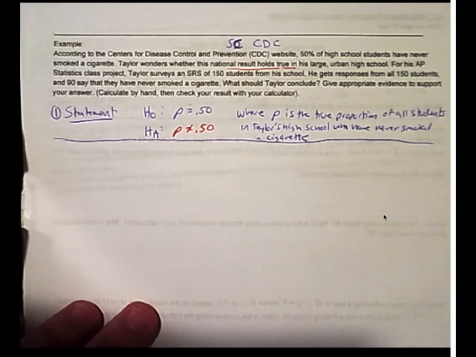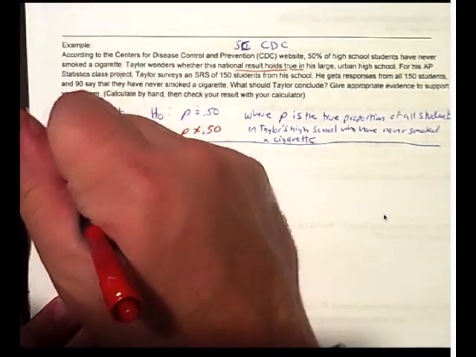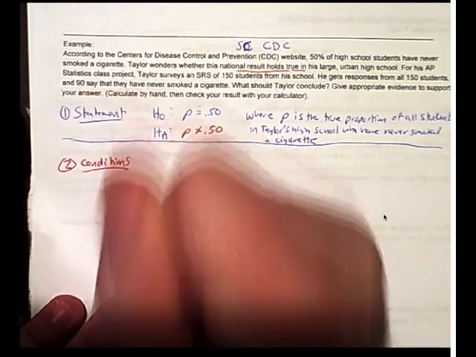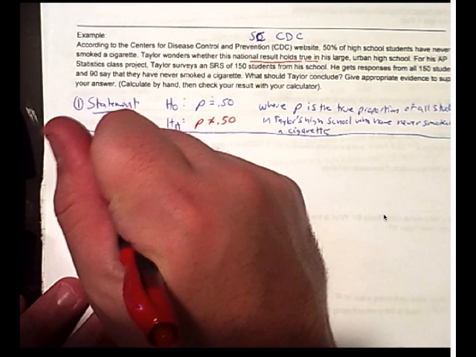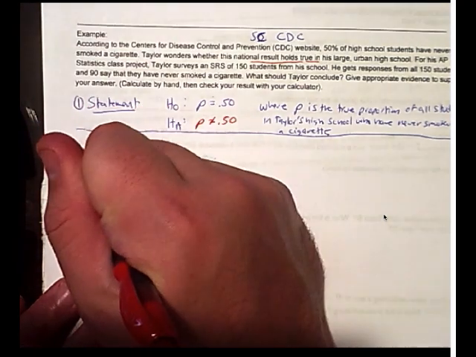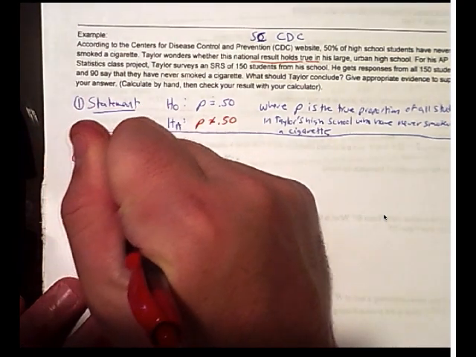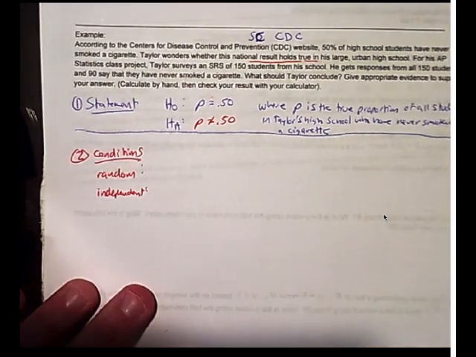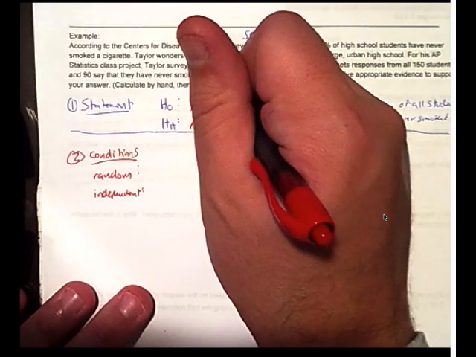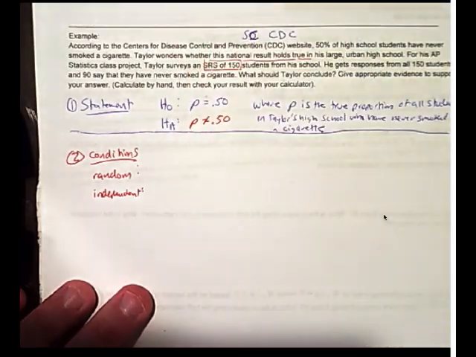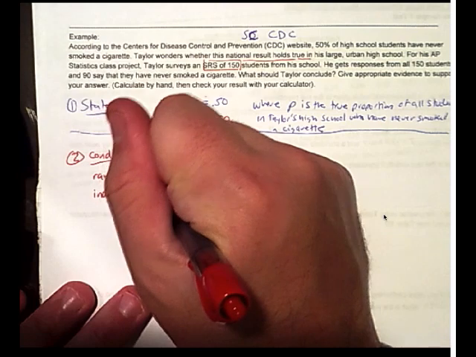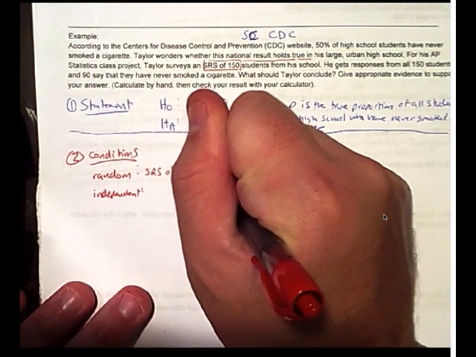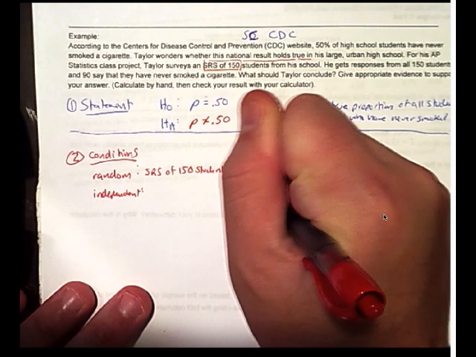All right, let's go on to step 2. Let's do our condition check. Conditions. So we need to check random. We have to check independent. We have to check normal. I'll write normal down in a second. But do we have a simple random sample? Yes. It says right there. SRS of 150 students, stated in problem.